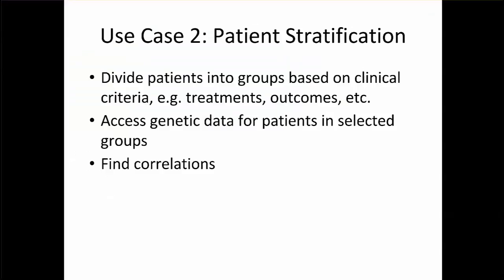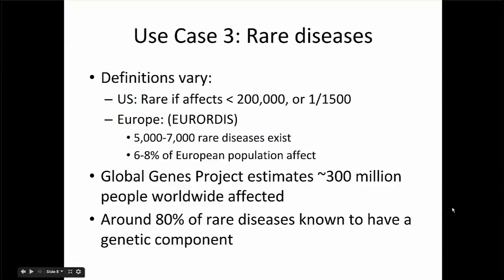We now move on to use case 3, rare diseases. Worldwide, the definition of rare disease varies, but in the United States, a disease is considered rare if it affects fewer than 200,000 people, or 1 in 1,500. In Europe, it is estimated that 5,000 to 7,000 rare diseases exist, and that 6 to 8% of the European population is affected by one. Around 80% of rare diseases are known to have a genetic component.